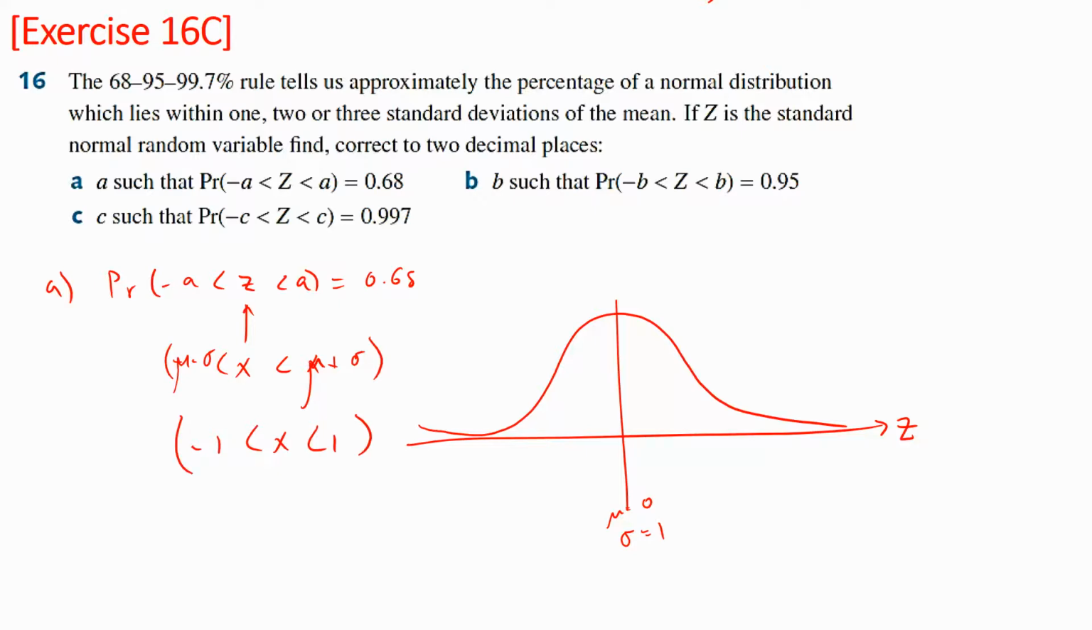What about B? Same thing, 95%. What will B have to equal to? Yeah, negative 2 to 2. 2 standard deviations. Mean is 0, because this is a standard normal. Obviously, in other questions, it's not a standard normal, but when it's a standard normal, it's beautiful. It's easy. You just add 2 or subtract 2. That's why it's easy. It's negative 2 to 2.